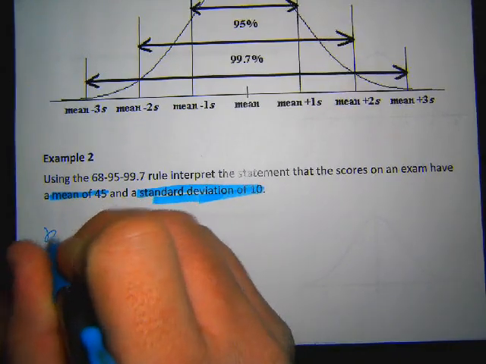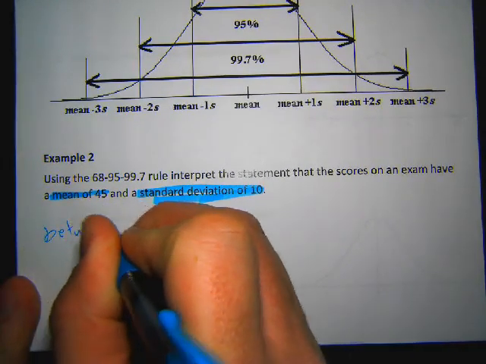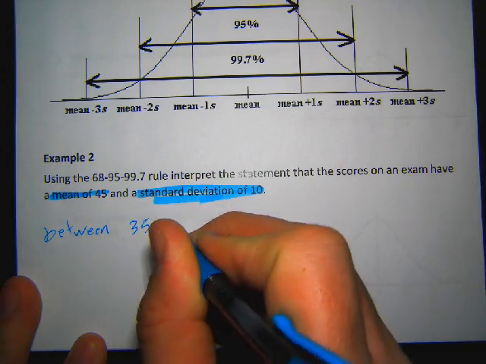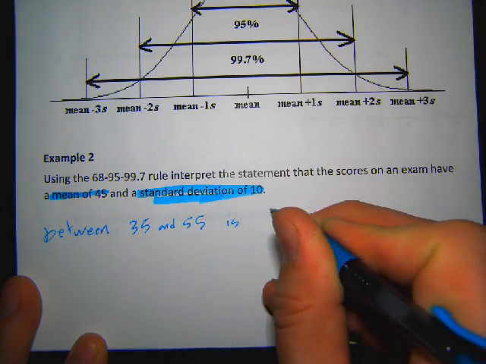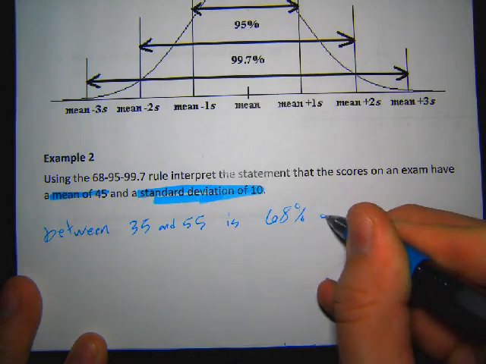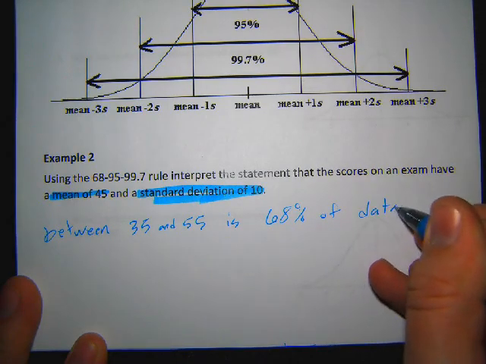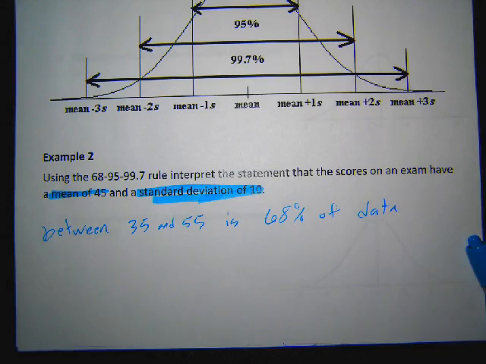So between 35 and 55 is 68% of our data. So 2/3 of the results are going to lie within that range. The majority of the people taking this test are going to get a score somewhere between 35 and 55. That's what that says.